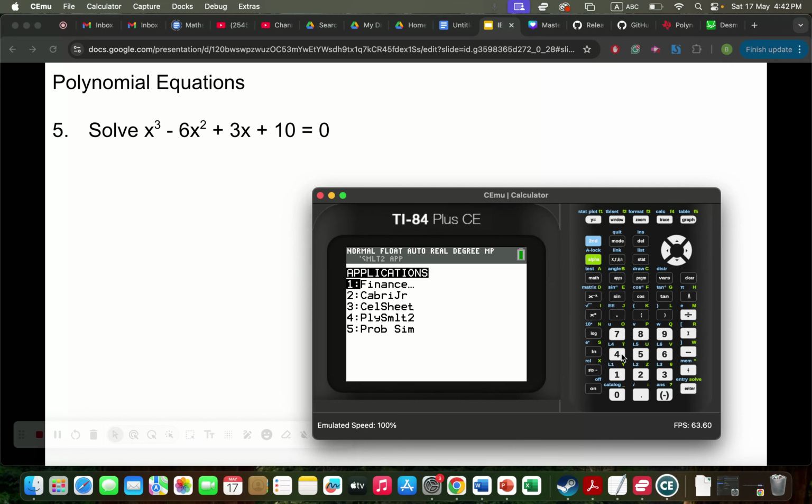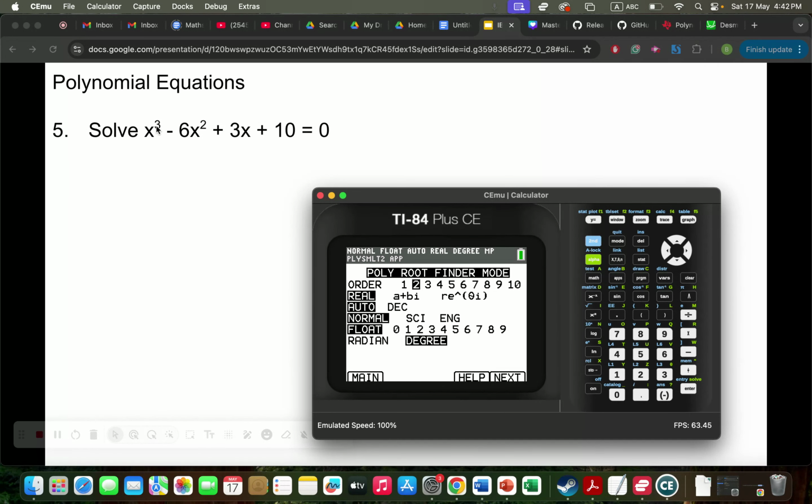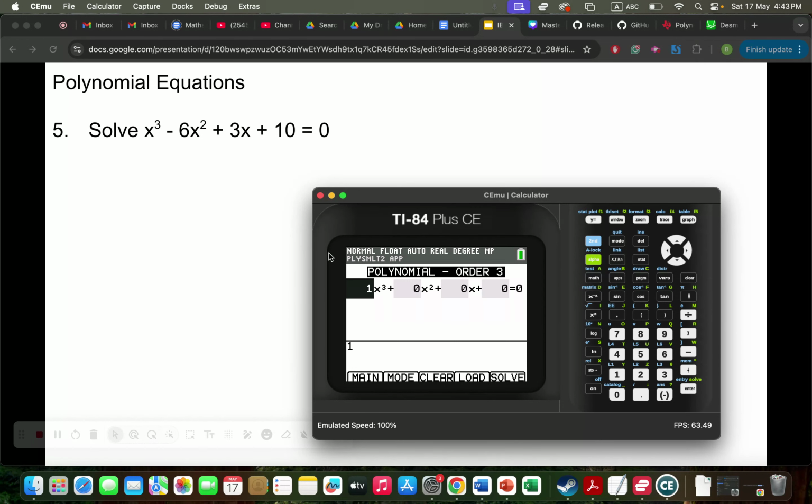You choose Polysmith 2. I'm going to choose polynomial root finder. So I'll choose option 1. And since the highest power is 3, I'm going to choose order to be 3 as well. Okay. The rest you could leave as it is. I'll click next. And all you need to do is just put in the coefficients of the variables in this equation. Okay, so it's 1. So it's really, really straightforward. Okay, so this is minus.